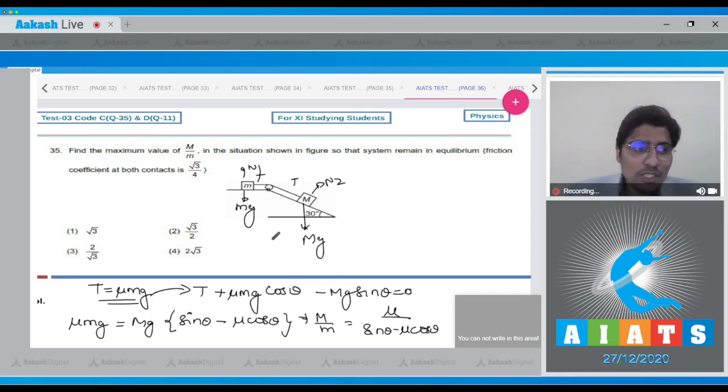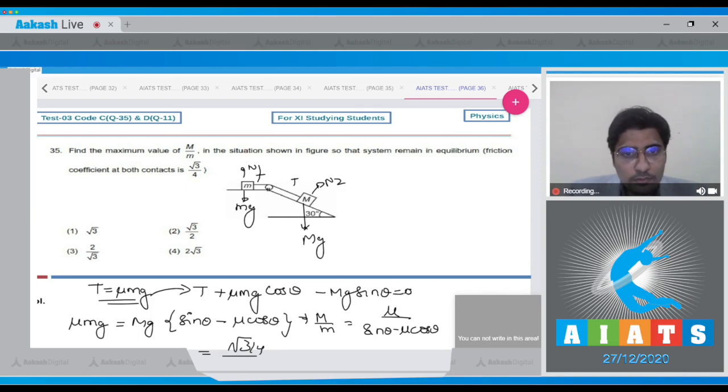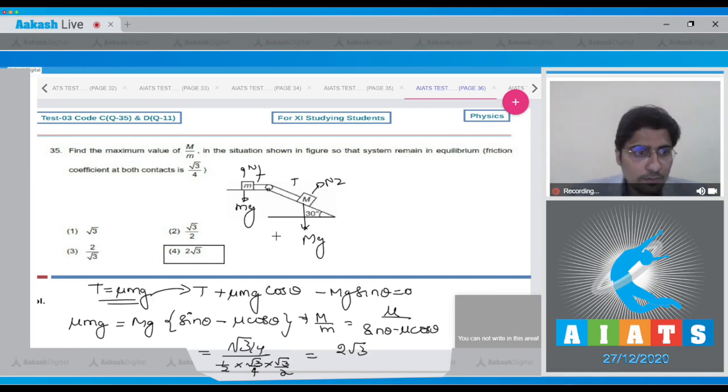Now let us substitute the values. Mu is given to be equal to root 3 by 4. Sin theta is sin 30, that is half. Mu is again root 3 by 4, and cos 30 will be root 3 by 2. This will be equal to, dear students, root 3. And hence for this question the correct answer is option number 4.